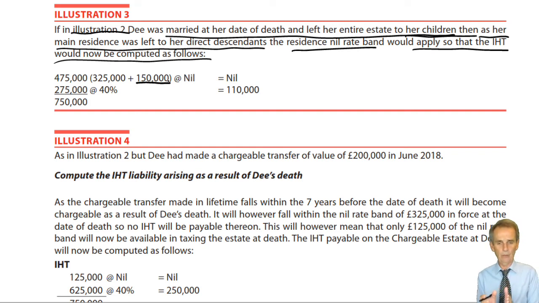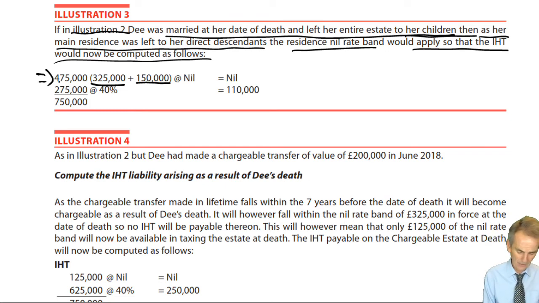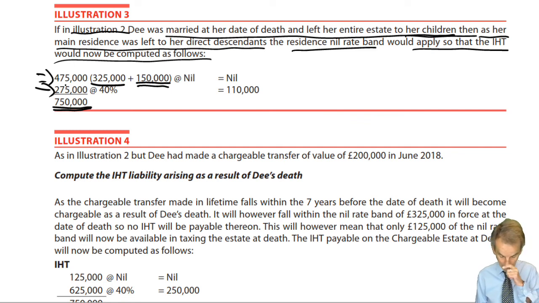Remember why the full 150 was available. The net value of the property was bigger than that at 400,000. So we get the full 150. There were no lifetime transfers made within the 7 years of the date of death, so the full nil rate band. So in total now, we've got some 475,000 of nil rate bands to use up there. Obviously, that 150 is specific to that particular main residence. But that reduces the balance of your 750,000 to be charged to tax at the 40% rate down to 275, which hopefully, when taxed at 40%, gives us £110,000.